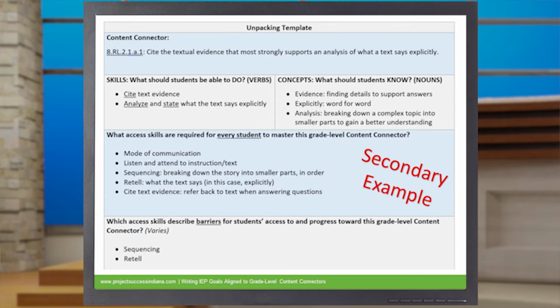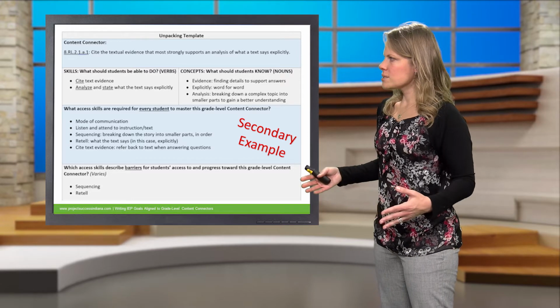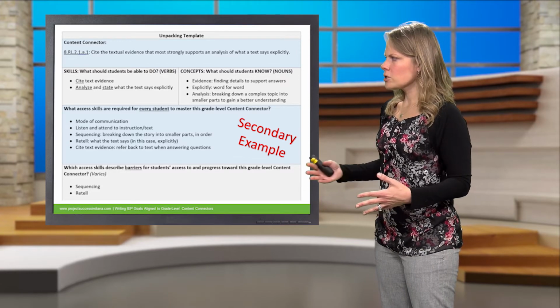So again, you can see the progression of the skills going from the very most basic all the way down to the most closely aligned. And again, the bottom box is there to consider what might be barriers for particular students. Again, the process is the same, whether it's primary or secondary.